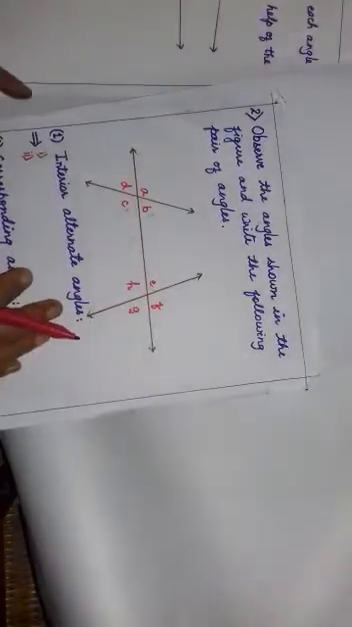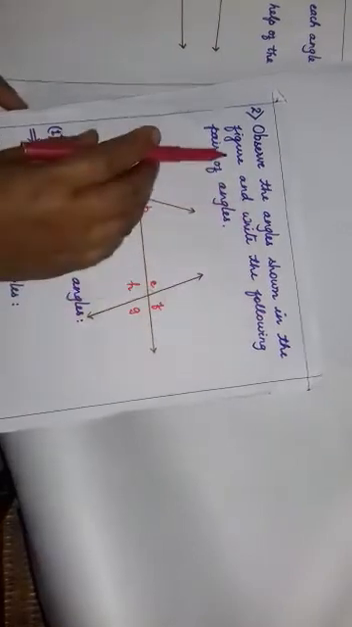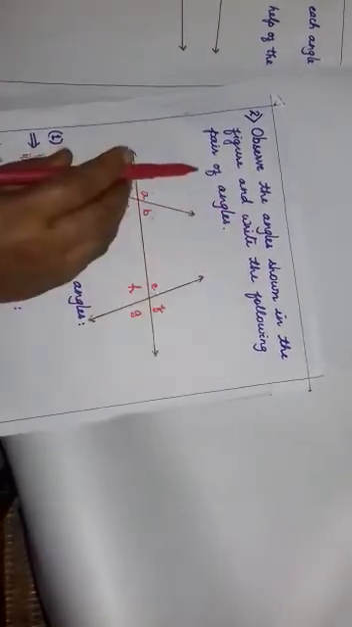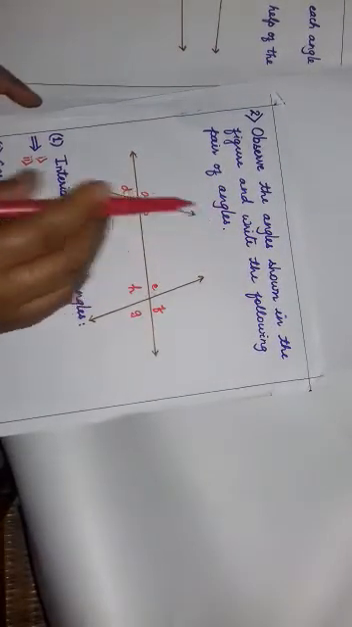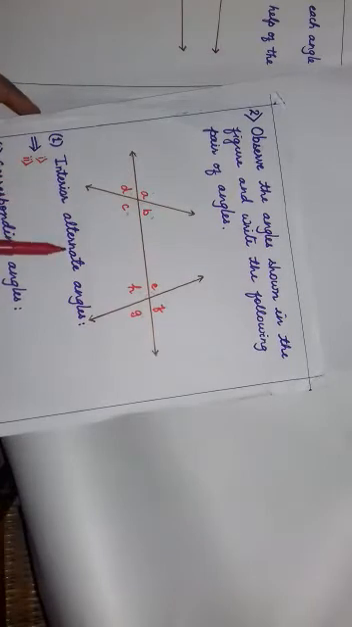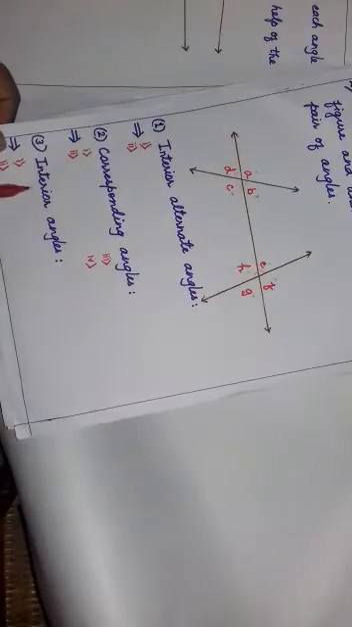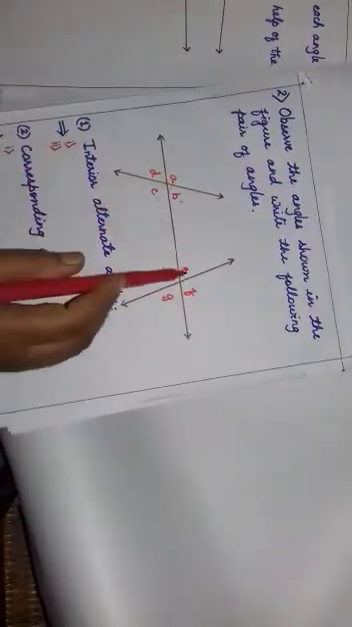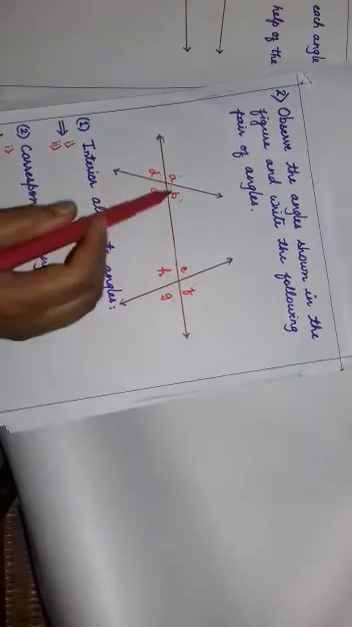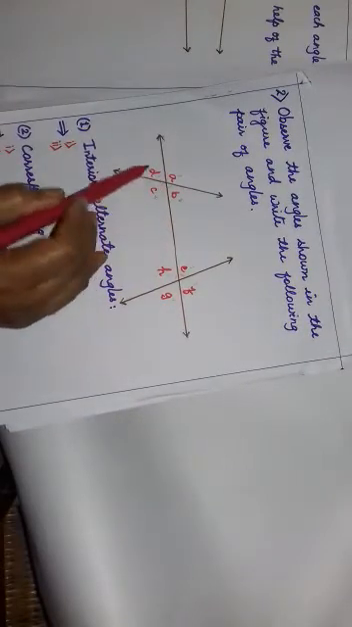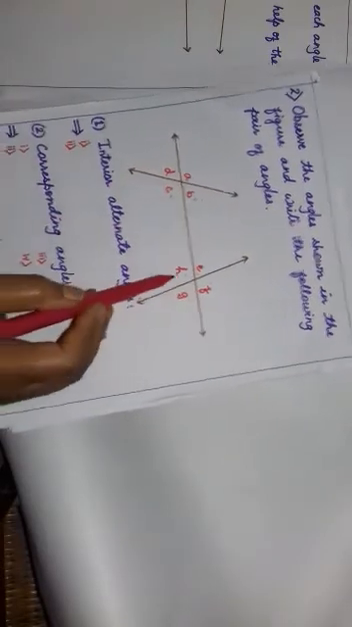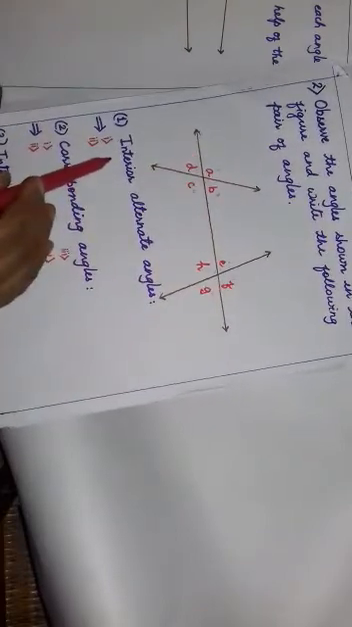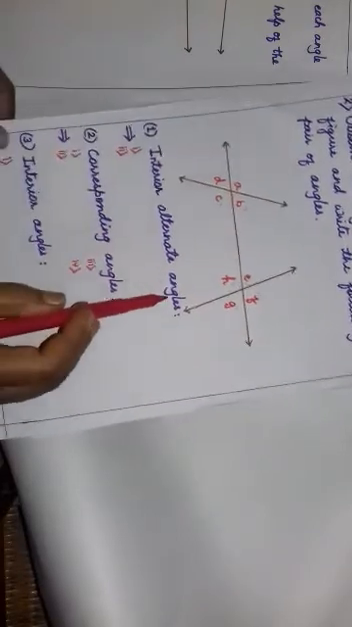Now come towards the next question. Observe the angles shown in the figure and write the following pair of angles. So which pair we have to write? Interior alternate angles, corresponding angles and interior angles. So see here children, the figure is already given, the angles are given. So angle ABCD, angle EFGH. So first of all we will write interior alternate angles.